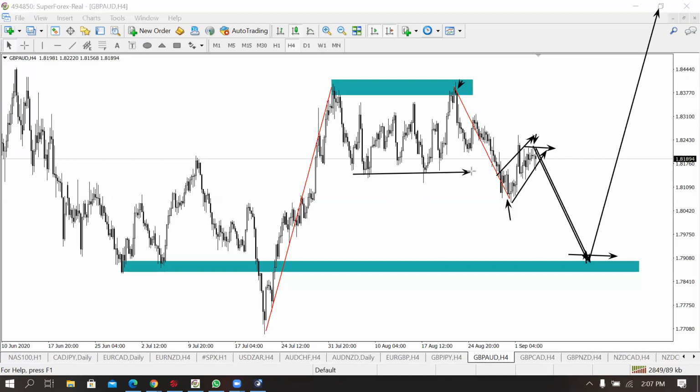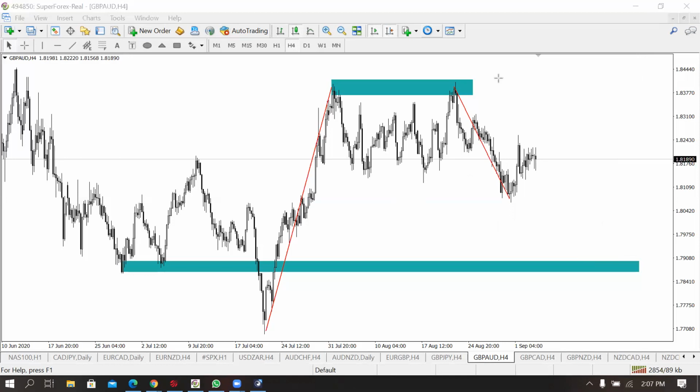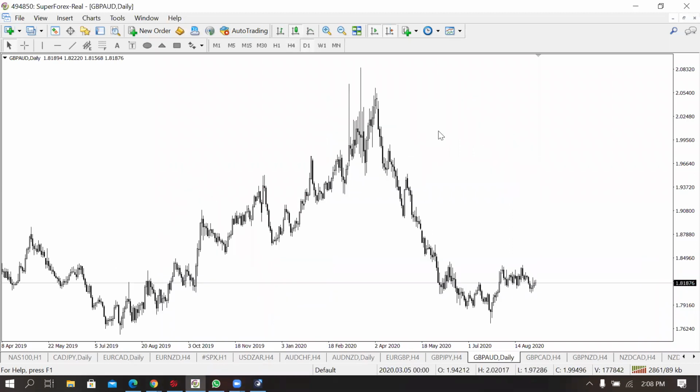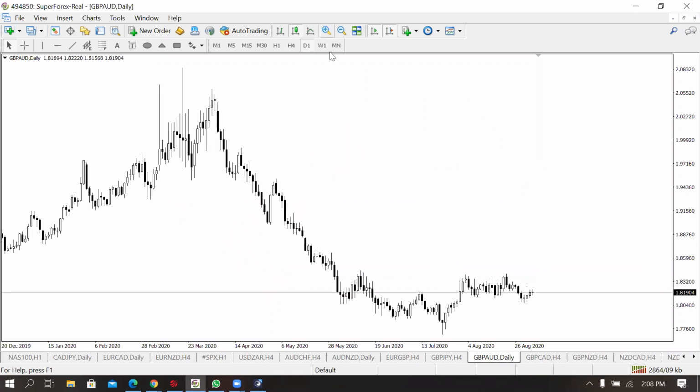Okay, so let's go to daily to see where is the real price, what is the real price doing, and what is the market telling us about its own movement from this one. Okay, so if you go to daily, check it on daily, we can say what is market doing right now.